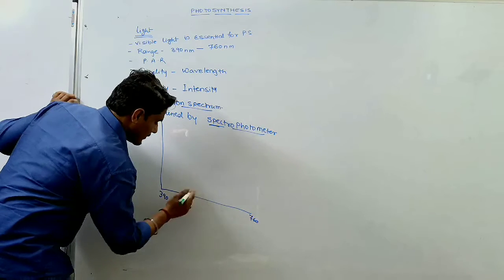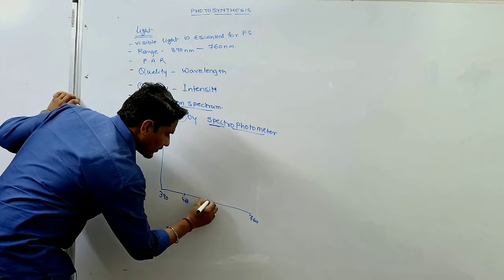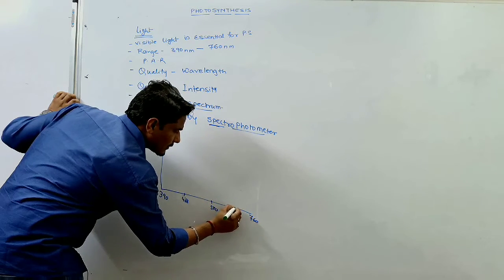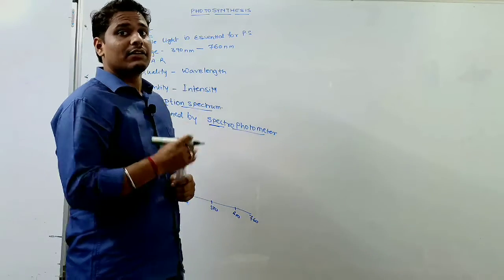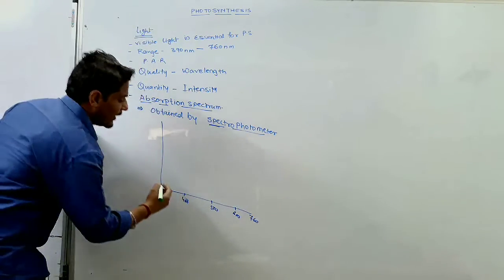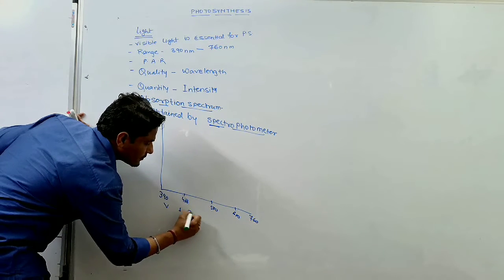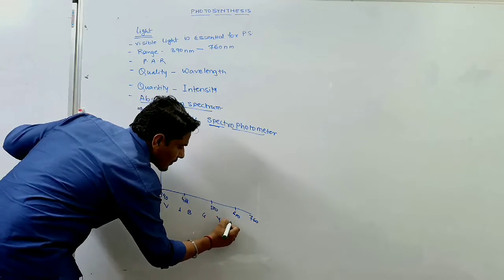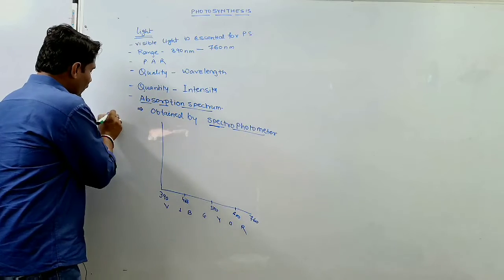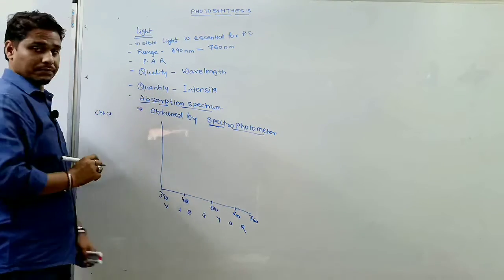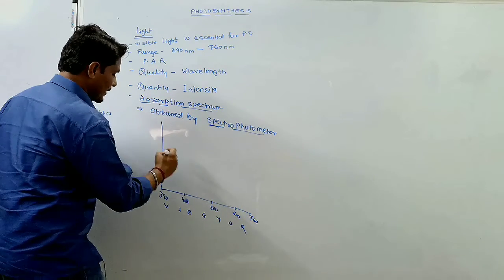In between there are 400, 500 and 600. When we pass light through a prism, the light is broken into 7 spectra, that is nothing but VIBGYOR. Chlorophyll A absorbs different wavelengths of light, and it is represented by blue color.